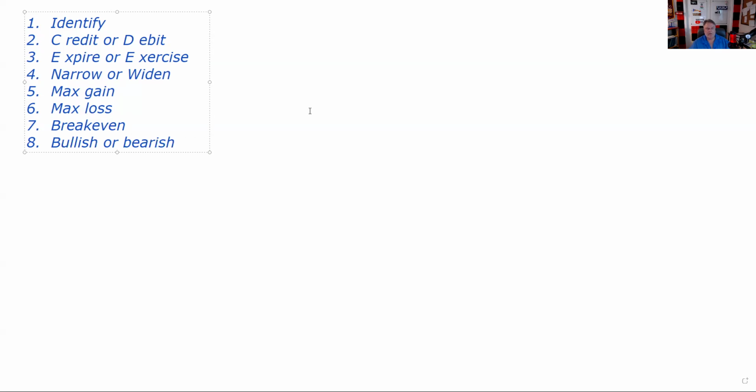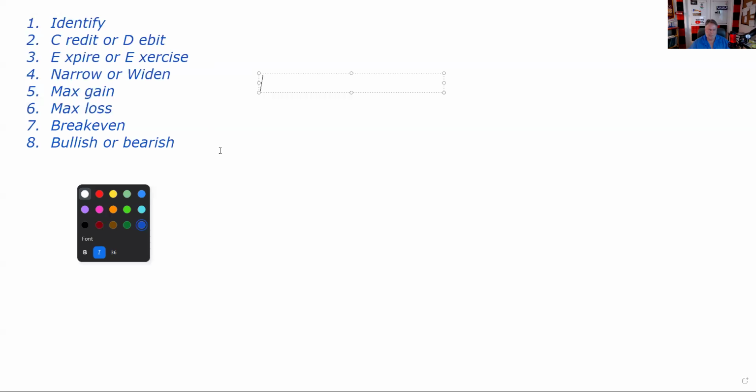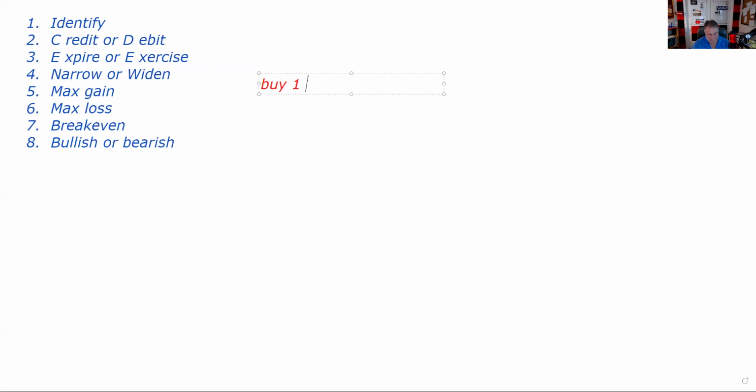Okay, so let me get an option position up here. And boom, we'll leg into a spread. Again, this is part of testing you on a spread. So I'm going to go buy one Apple August 170 call at 13.